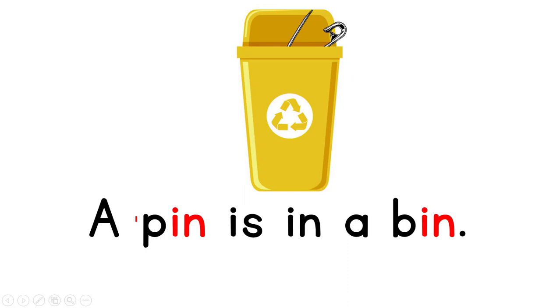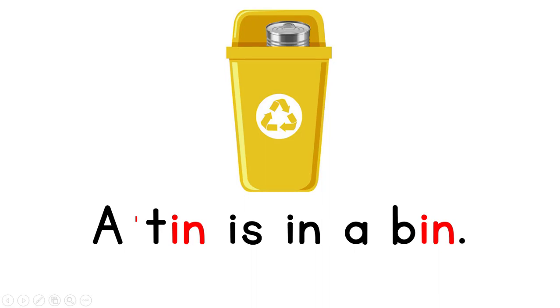Look, we have a bin and a pin inside a bin. Okay, read together. A pin is in a bin. One more time. A pin is in a bin. Okay, next picture. A tin in a bin, right? So, how to read this sentence? Follow the teacher. Repeat after the teacher. A tin is in a bin. One more time. A tin is in a bin. Very good. Okay. So now read again once more.